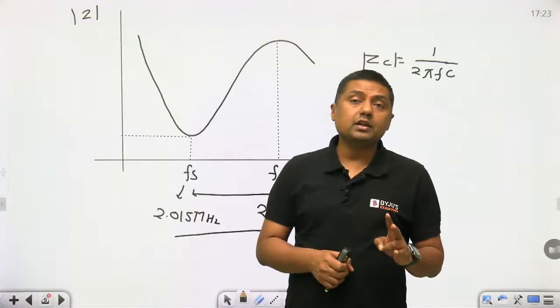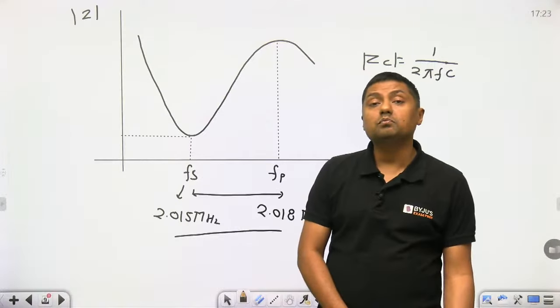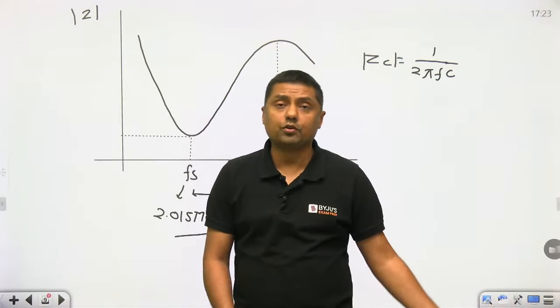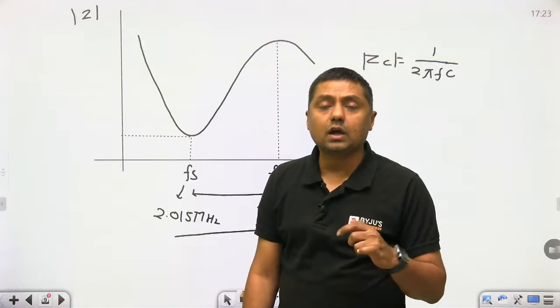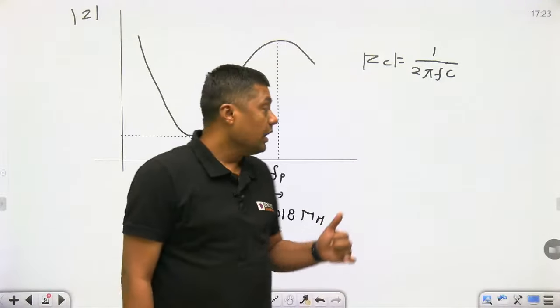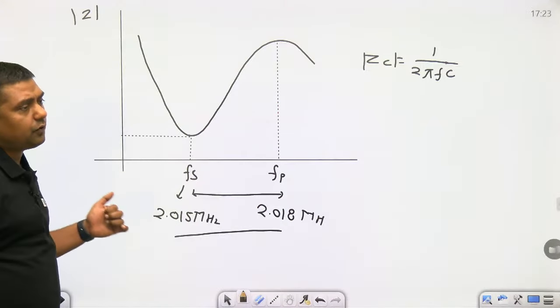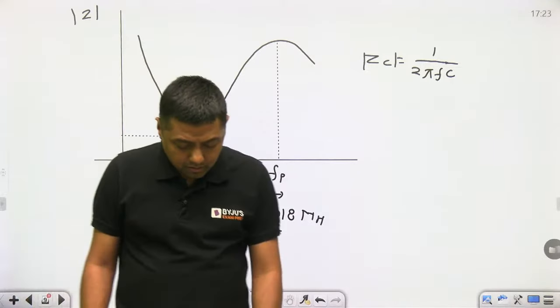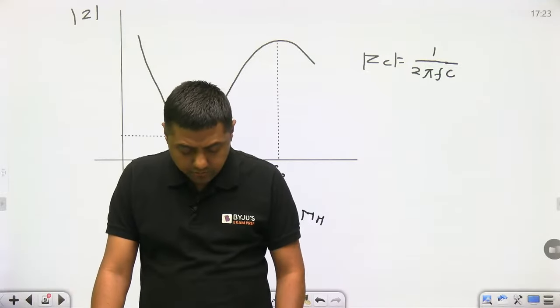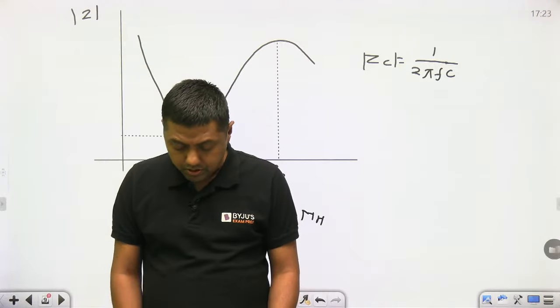Wien bridge oscillators and RC phase shift oscillators are audio frequency oscillators, which means low frequency oscillators. Crystal oscillator, Clapp oscillator, Hartley oscillator are high frequency oscillators. And frequency stability is very, very high for these. So very high frequency. Is it clear? Any doubt in this question, guys?